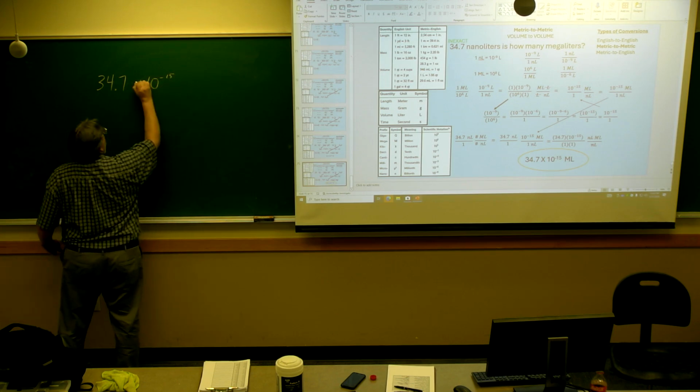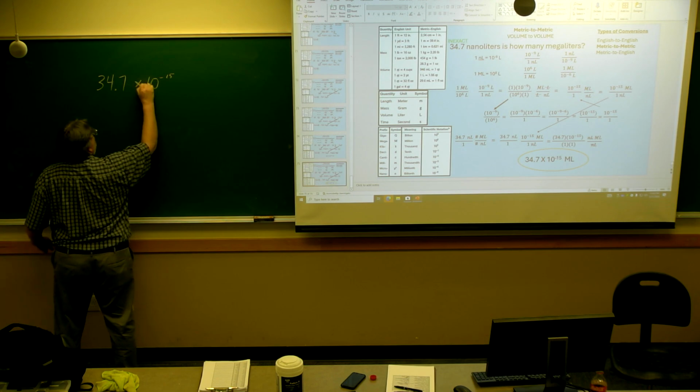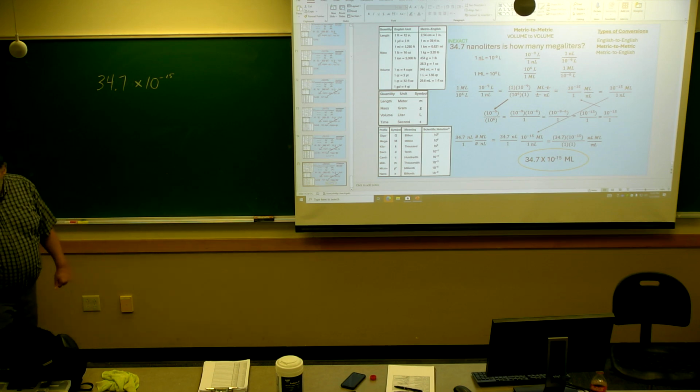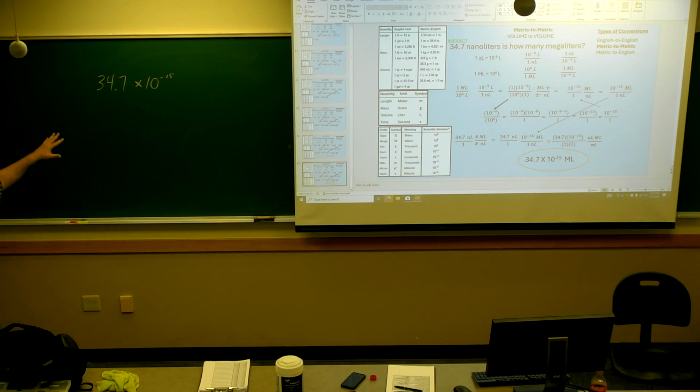To the negative 15, right? Let's say at the top it said, put your answer in standard scientific notation, and now you have to do that. So to put this in standard scientific notation, what do you get? Those of you who are good at this. 3.47 times 10 to the negative 16? Okay. Are you sure it's 16? No? Good. Here's how I tell you how to do this.